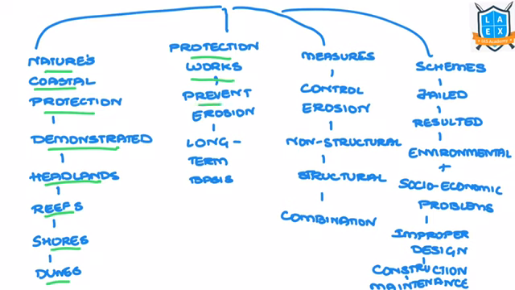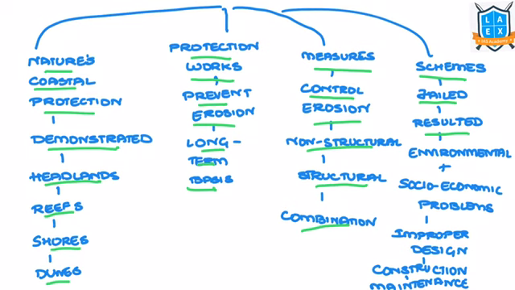Protection works to prevent erosion should be on a long-term basis and must be planned to suit the particular site conditions on the basis of thorough field investigation and available data, which require observations over an extended period of time. The measures to control erosion include non-structural and structural or their combination. Many schemes have failed and resulted in environmental and socio-economic problems owing to improper design, construction and maintenance.